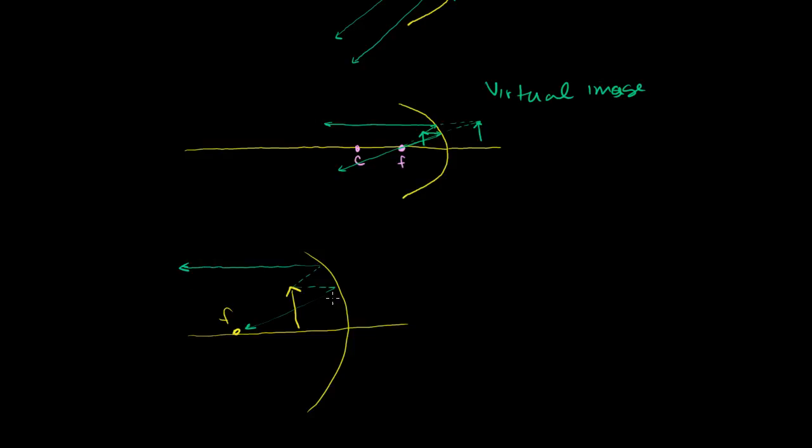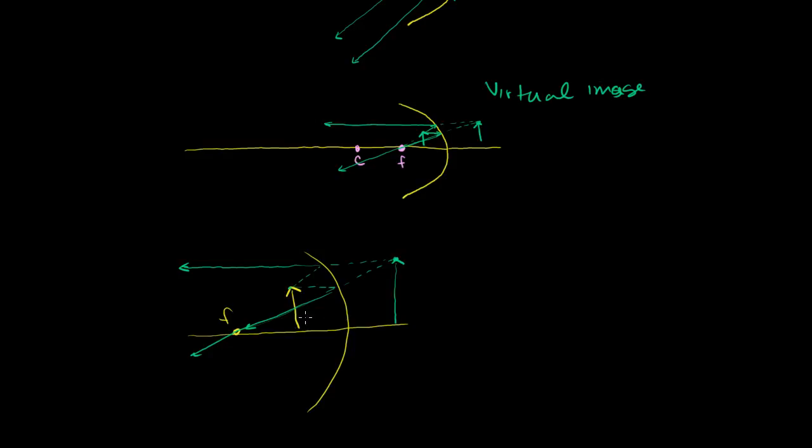So these two rays, once again, are diverging, but to the human eye, they look like they came from that point over there. And so this would correspond to that point on the virtual image. Hopefully that gives you some practice.